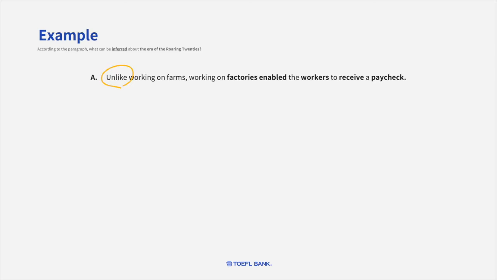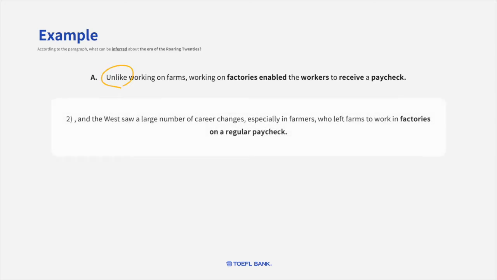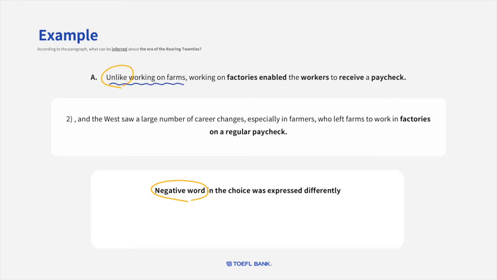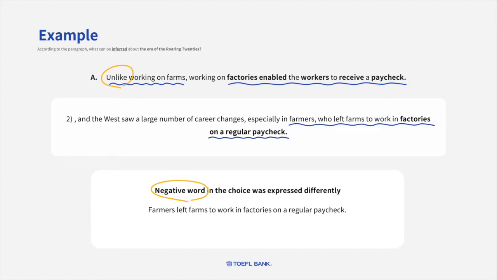The sentence in the passage that matches the keywords is, "And the West saw a large number of career changes, especially in farmers who left farms to work in factories on a regular paycheck." As expected, the negative word in the choice was expressed differently in the passage. The answer choice stated that unlike working on farms, working on factories enabled the workers to receive a paycheck. Since farmers left farms to work in factories on a regular paycheck, you can infer that unlike working on farms, working on factories enabled the workers to receive a paycheck, and the answer to this question is A.